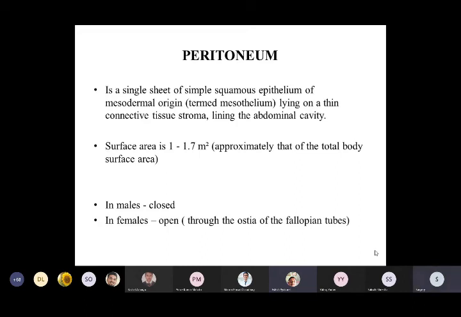Its surface area is approximately 1 to 1.7 square meters, that is approximately equal to the total body surface area. In males, it is a closed type and has no communication with the external environment. In females, it is an open type through the ostia of the fallopian tubes.